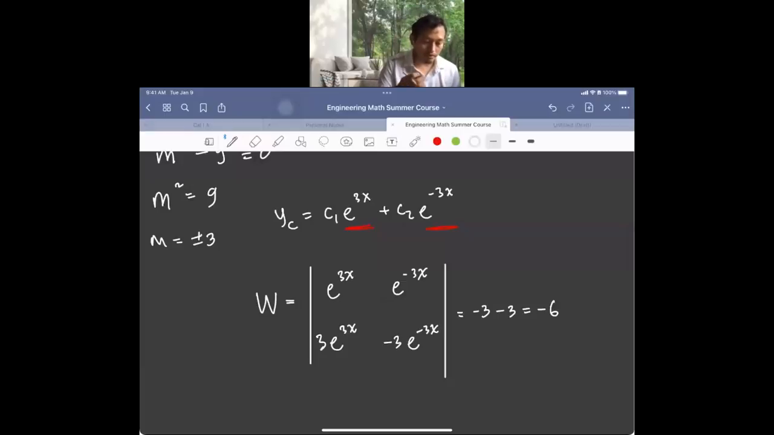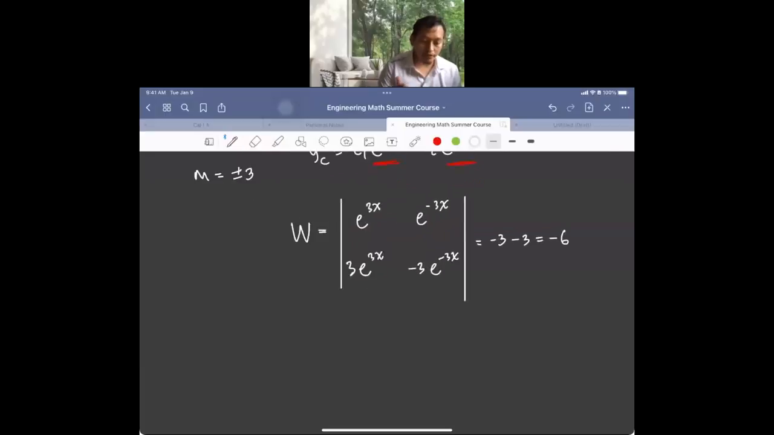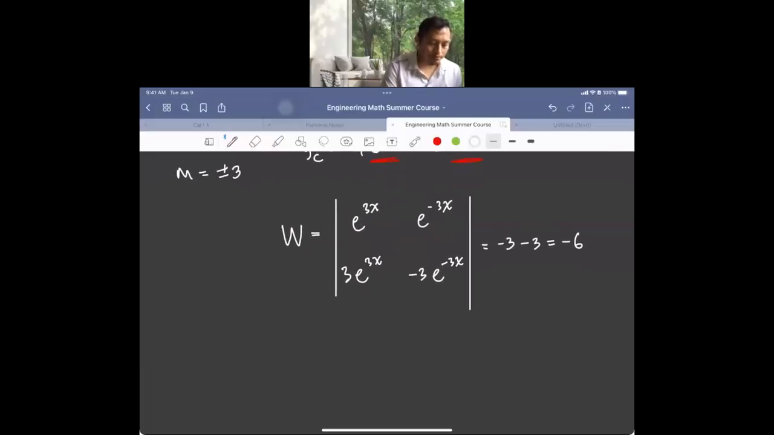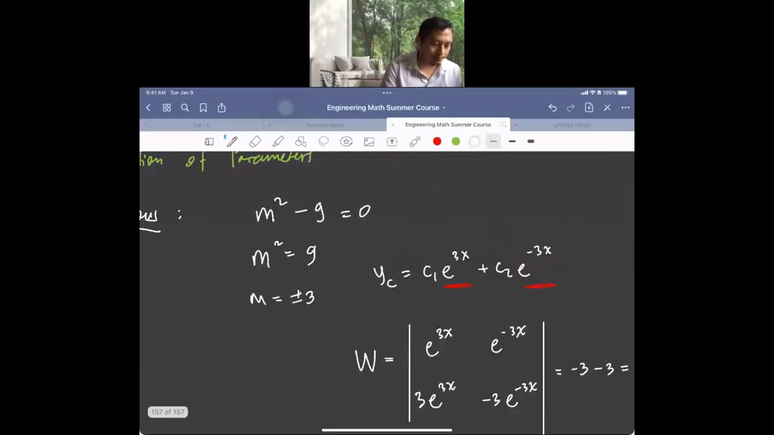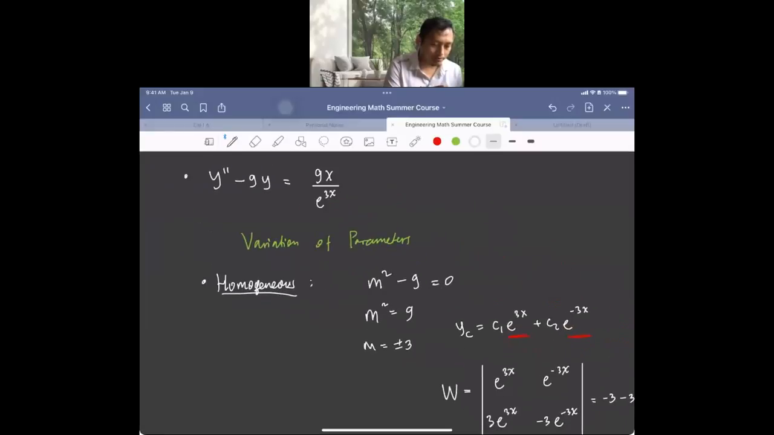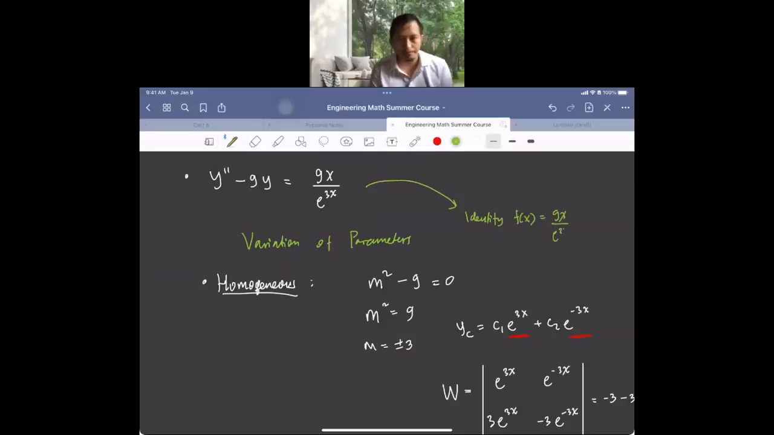And then what we need to do next is identify our W1 and W2. Okay, so we are going to exchange with 0 and f of x. So identify that, where is my f of x? Oh, here. So identify f of x as this. Okay.